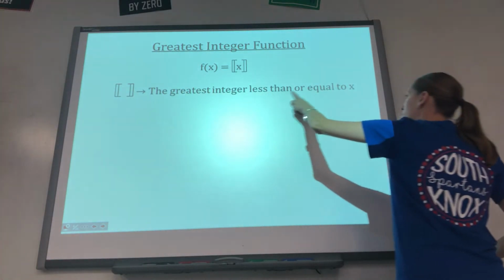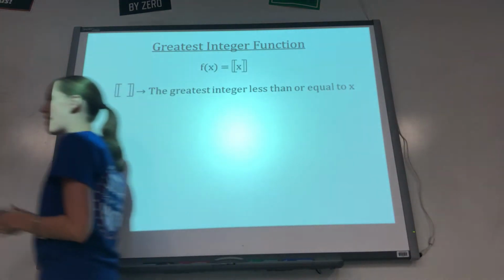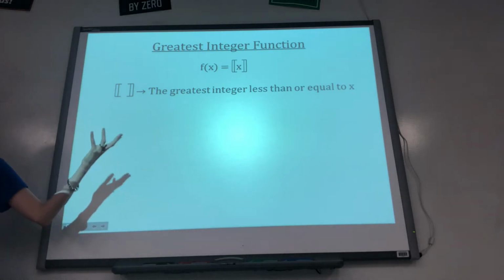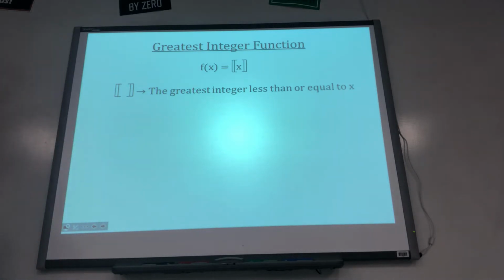All right, this is very important. It's almost like the definition of a greatest integer function. When you see those brackets, it means that you want the greatest integer less than or equal to x. Now x is just whatever number is in there. So you're trying to find the greatest integer, the biggest integer, less than or equal to x.